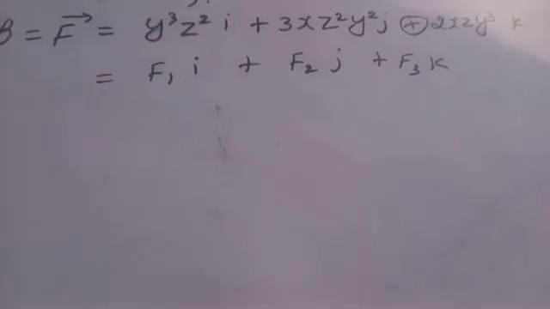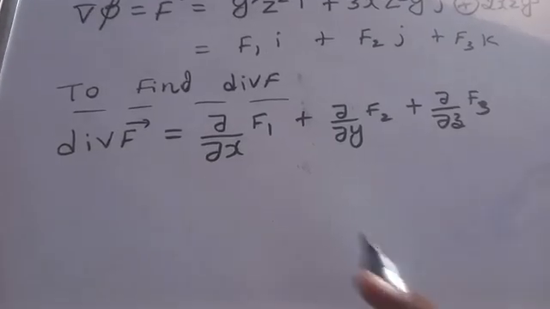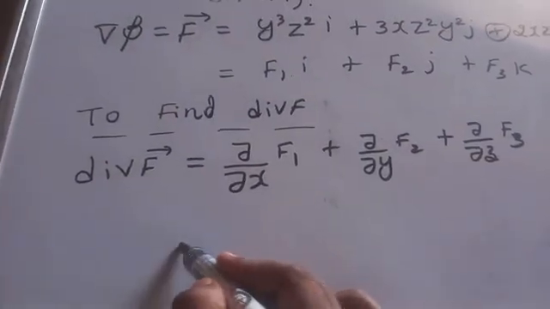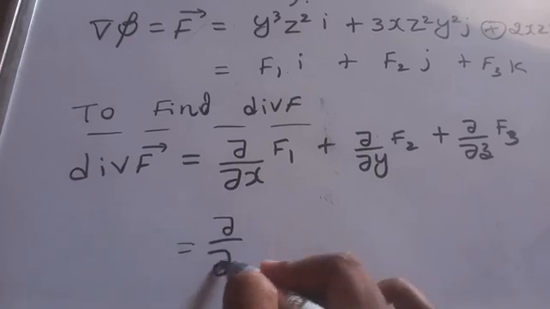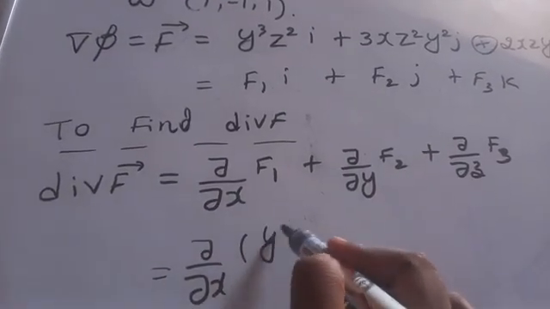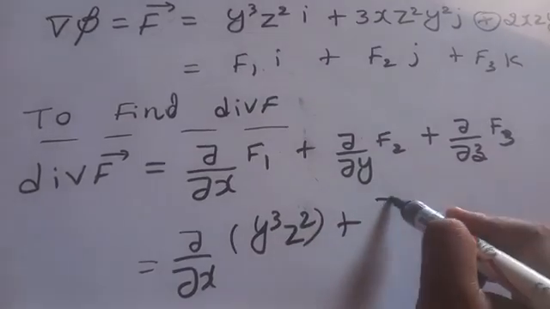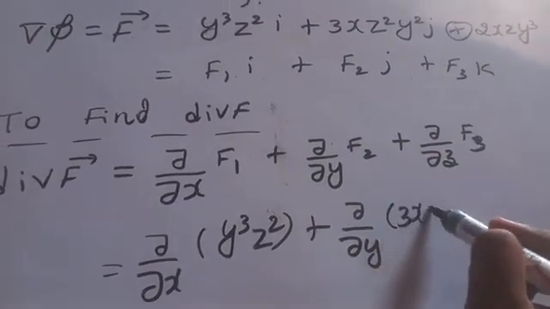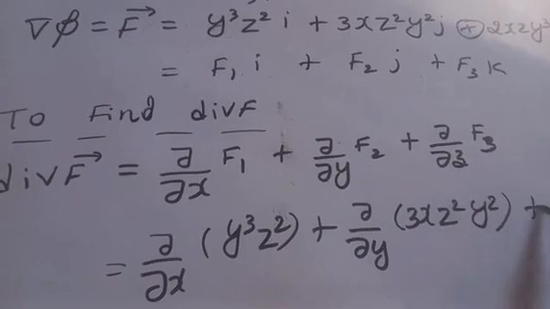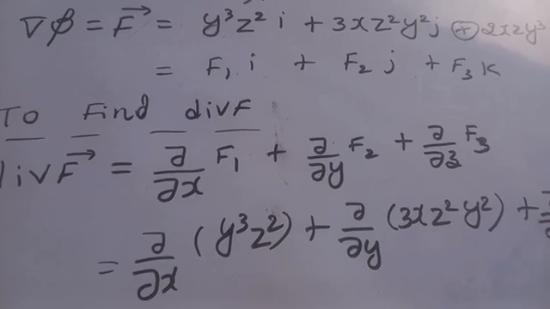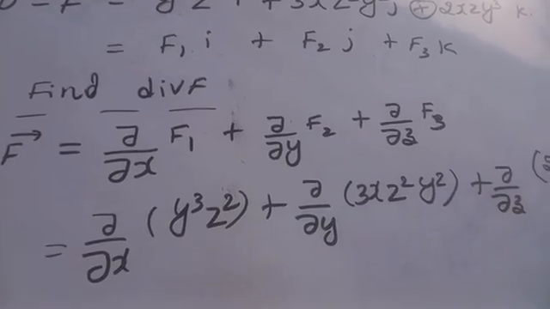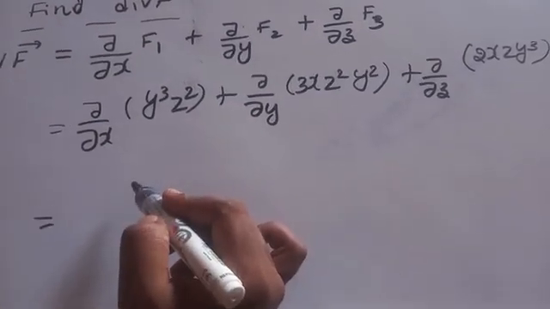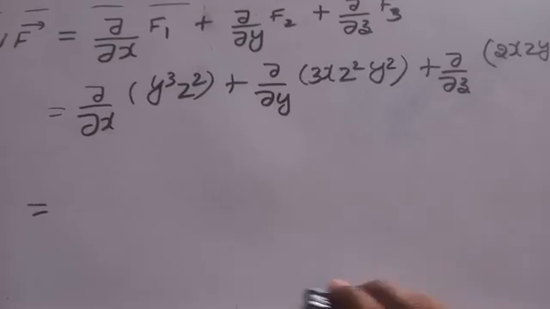Next, we have to find the divergence of F. The divergence of F equals ∂/∂x f1 plus ∂/∂y f2 plus ∂/∂z f3. Here f1 equals y cube z square, f2 equals 3x z square y square, and f3 equals 2x z y cube. So finally, the divergence of F: first, ∂/∂x.